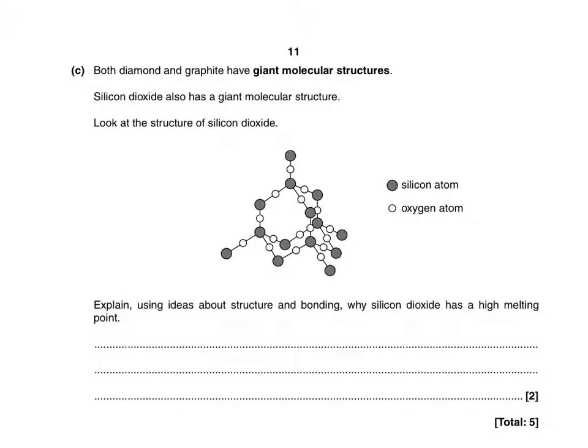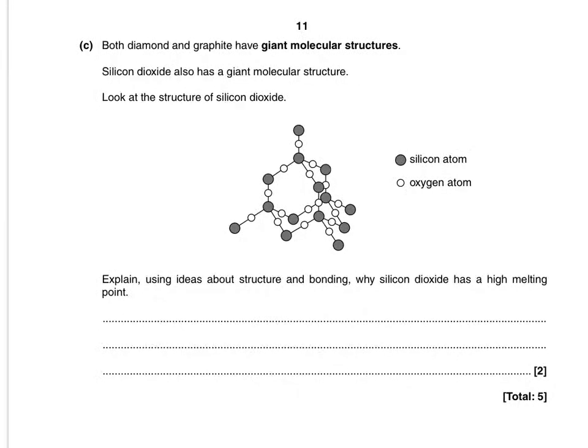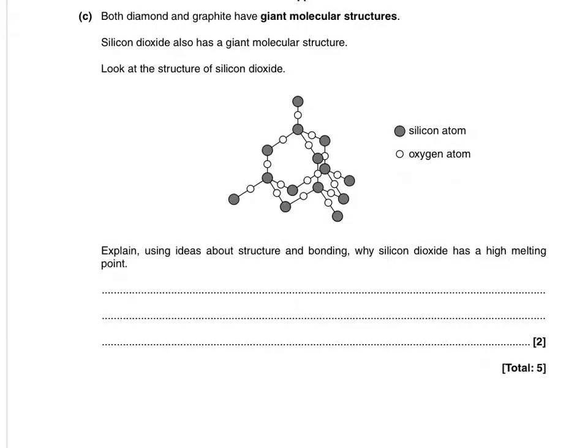So, here we go, still on the topic of diamond and allotropes of carbon, but it's given us a little twist here. So both diamond and graphite have giant molecular structures. Silicon dioxide also has a giant molecular structure. Look at the structure of silicon dioxide. Explain using ideas about structure and bonding again. Yeah, so we're talking about structure and bonding again. Why silicon dioxide has a high melting point. So you're thinking, why does it have a high melting point?